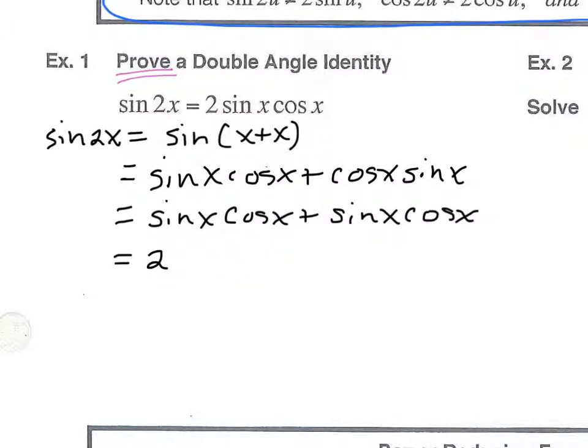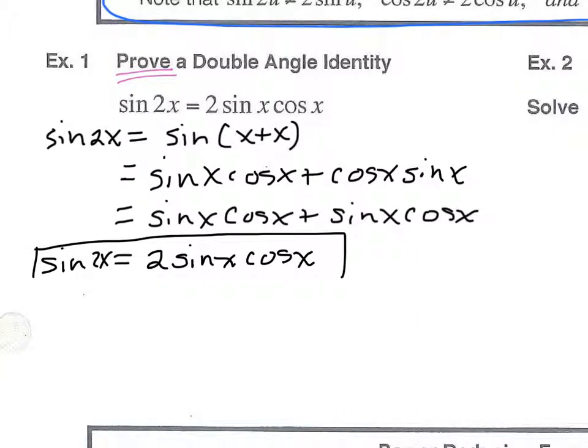2, really doesn't matter, but I want it to look like the original. 2 sine of x cosine of x. Have I proven that the left side equals the right side? I have proven that sine of 2x is indeed equal to 2 times the sine of x cosine of x.